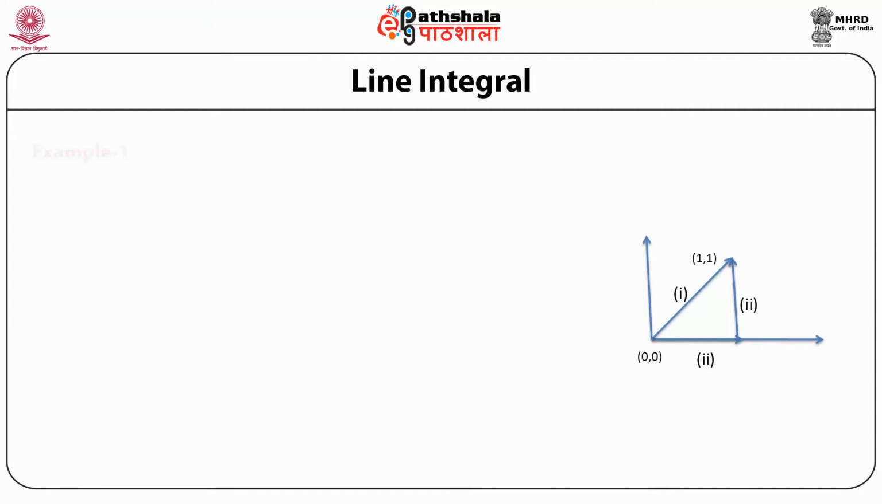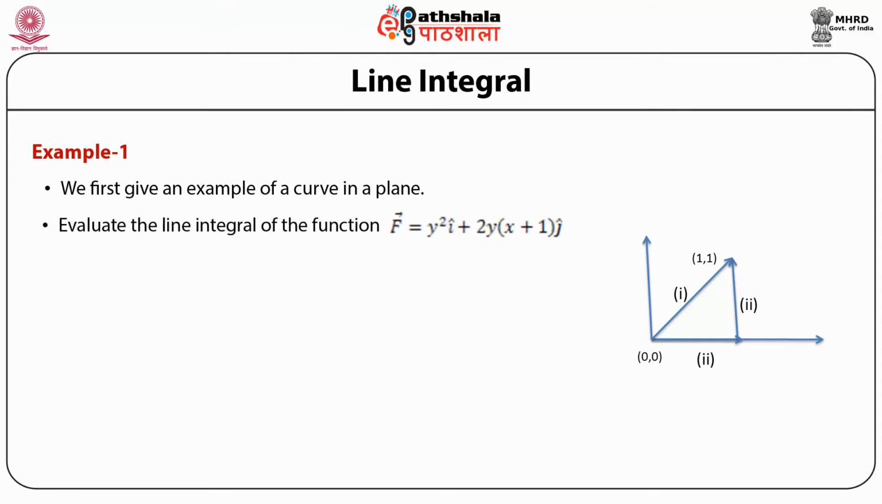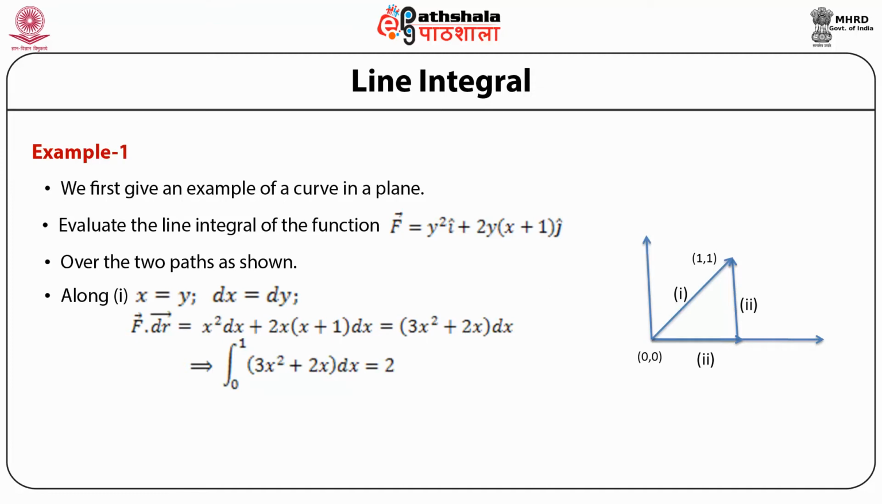Let us see some examples. In the first example, we have an example of a curve in a plane. Evaluate the line integral of the function f equals y squared i cap plus (2yx plus 1) j cap over the two paths as shown in the figure. Along path 1, x equals y and dx equals dy, and f dot dr equals x squared dx plus 2x into (x plus 1) dx, which equals (3x squared plus 2x) dx.